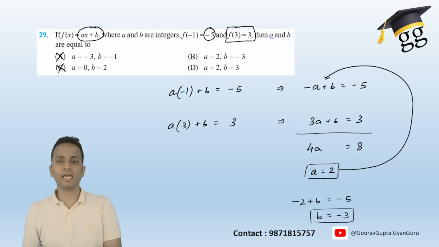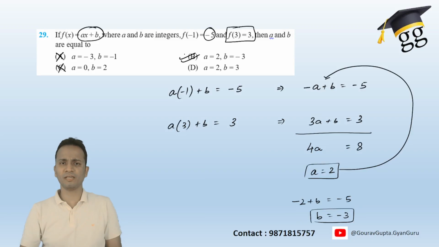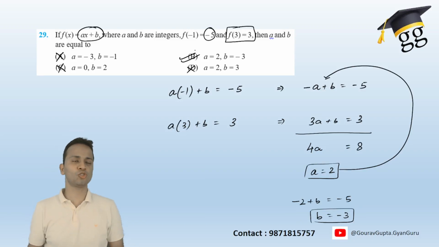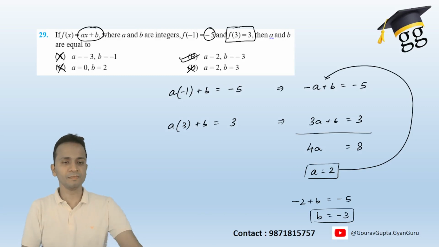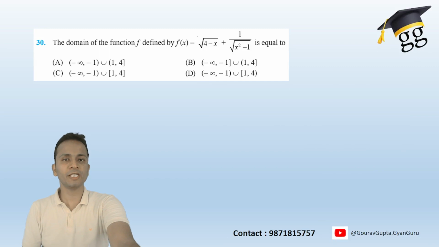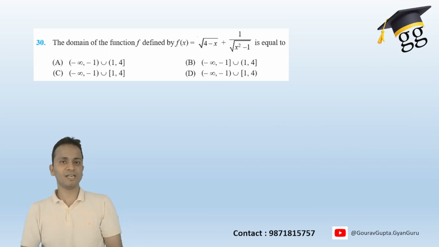The value of b comes out to be minus 3. Okay. Now a is 2 and b is minus 3. Option B, you can easily mark this one, and option D will not be the answer. So option B is the correct answer of question number 29. Moving on, next question देखते हैं. Now next question, this one looks difficult, but बहुत easy question है.